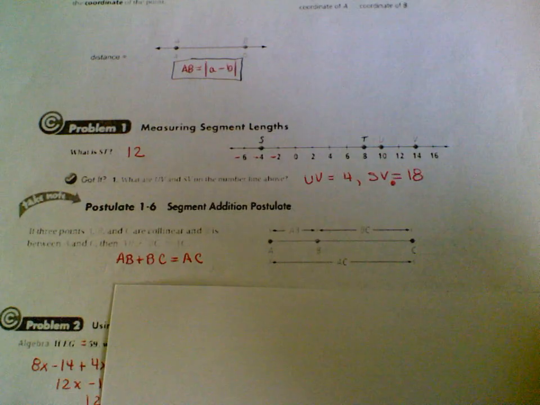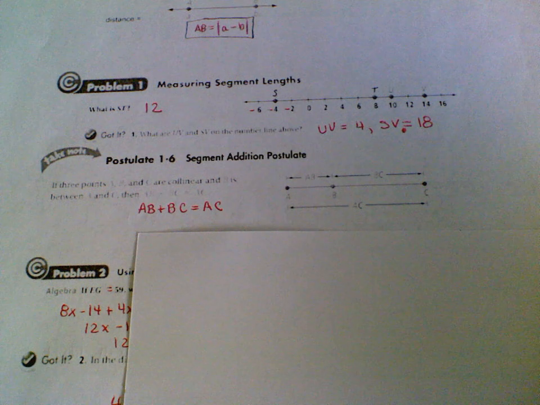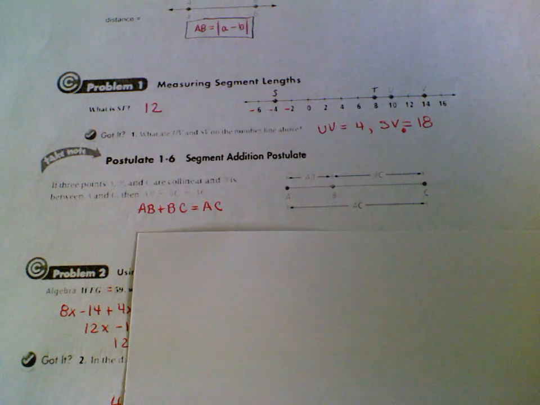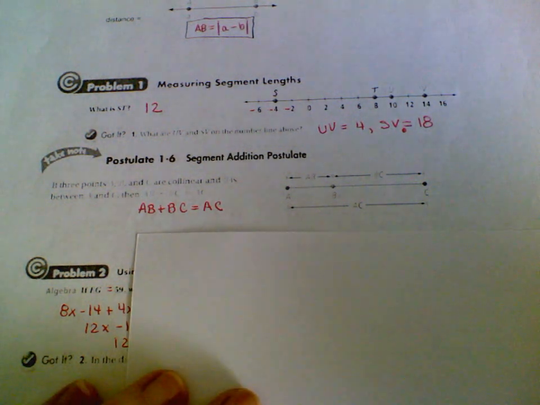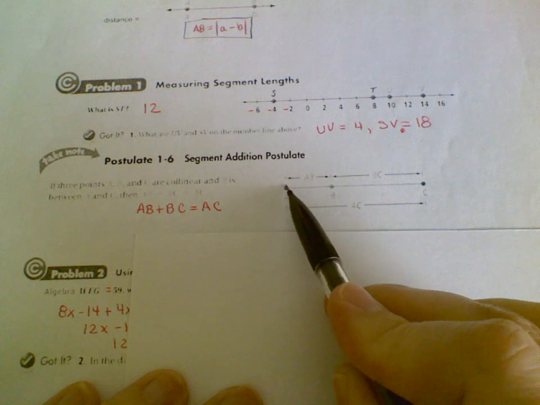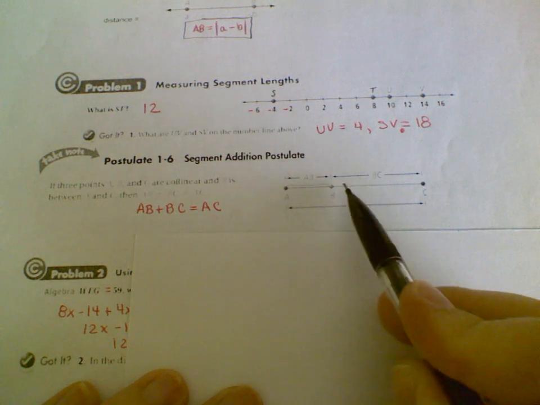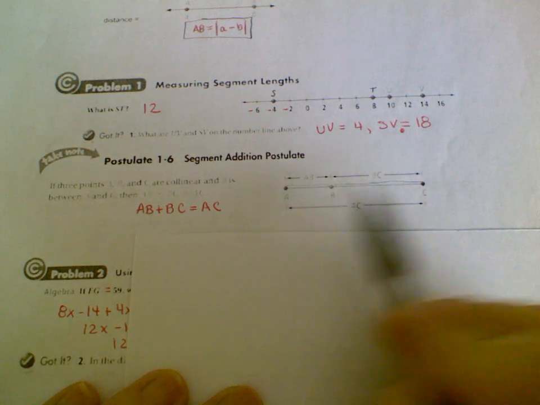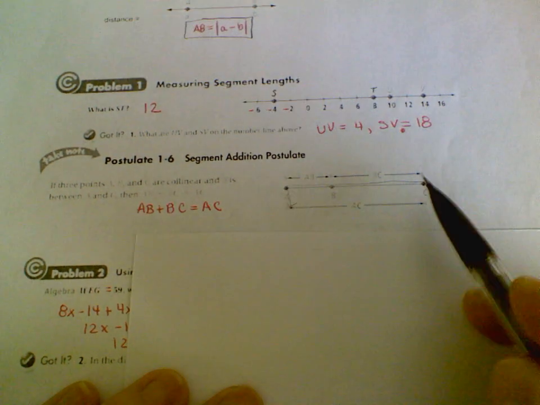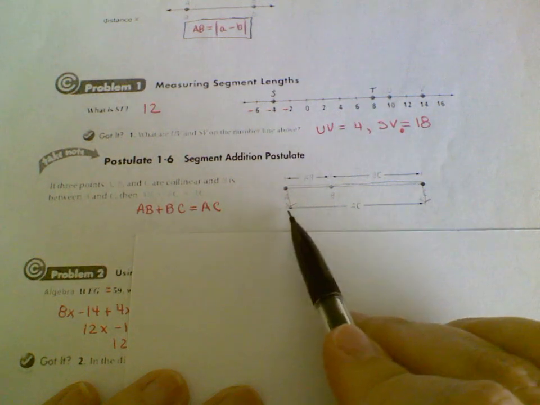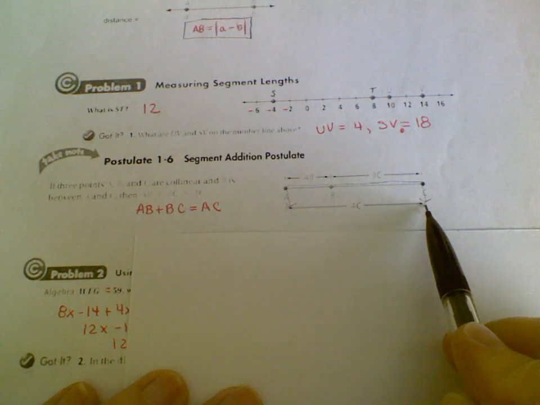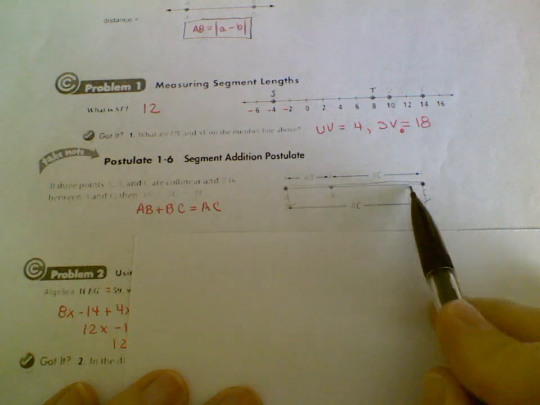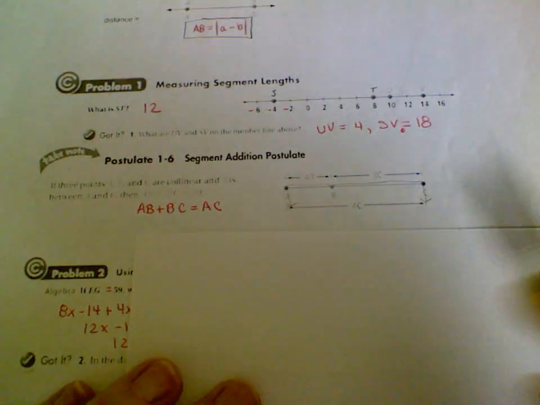Postulate 1.6 is the segment addition postulate, and this is something that you'll continue to use even after today, so you'll want to keep it in the back of your mind, especially when we start doing proofs. Segment addition postulate says you're going to take one small segment like AB, add to it another small segment that's right next to it like BC, and that's going to obviously form the same line that you would get if you were to go from A to C.